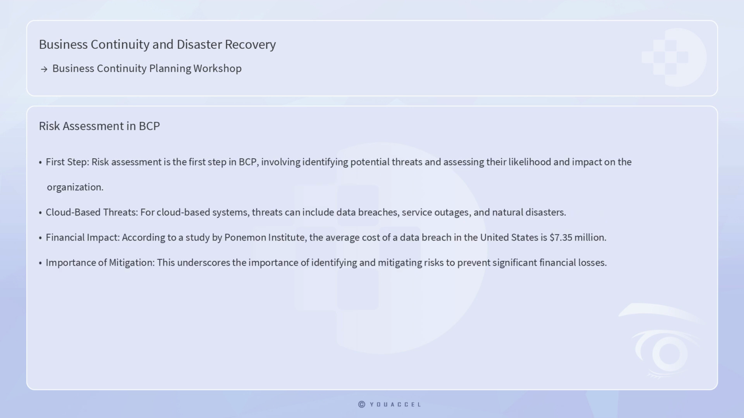Risk assessment is the first step in BCP. It involves identifying potential threats and assessing their likelihood and impact on the organization. For cloud-based systems, threats can include data breaches, service outages, and natural disasters. According to a study by Penniman Institute, the average cost of a data breach in the United States is $7.35 million. This underscores the importance of identifying and mitigating risks to prevent significant financial losses.